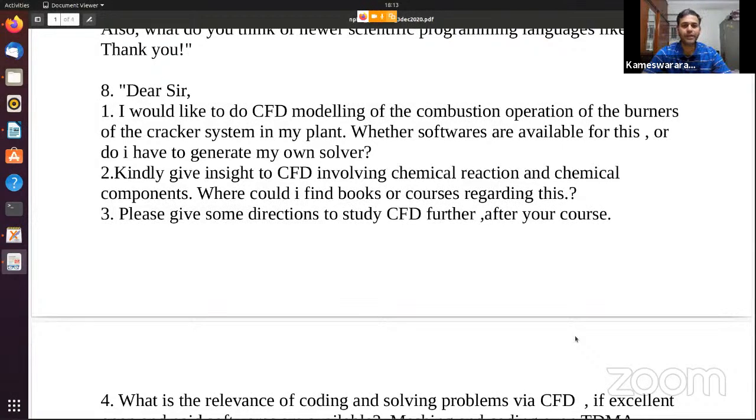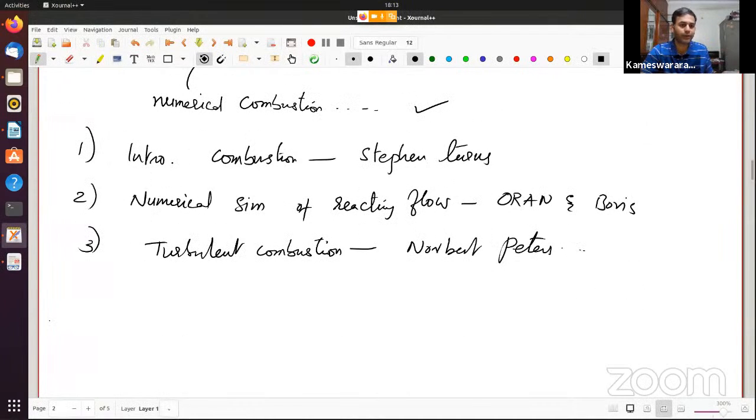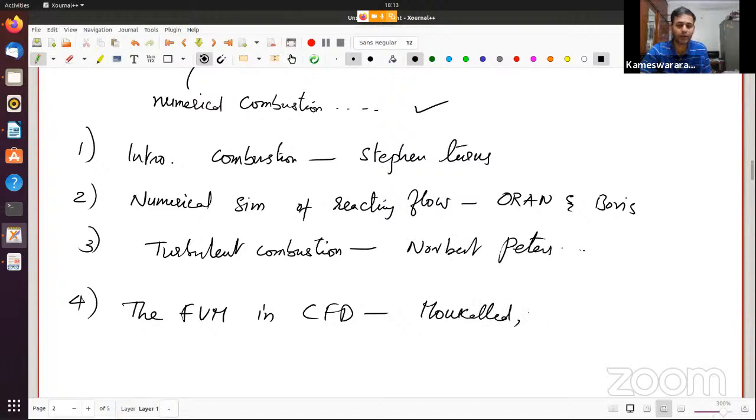Please give some directions to study CFD further after my course. Okay, so if you want to extend this, you could probably pick up the book The Finite Volume Method in Computational Fluid Dynamics by Moukalled, Mangani, and Darwish. This is one of the textbooks for your course, and I have listed it there. So you can pick up this book and learn further.